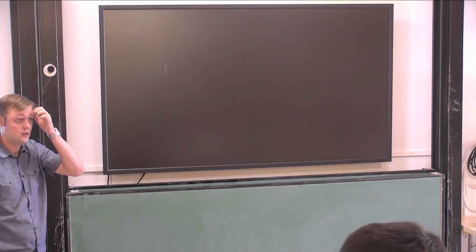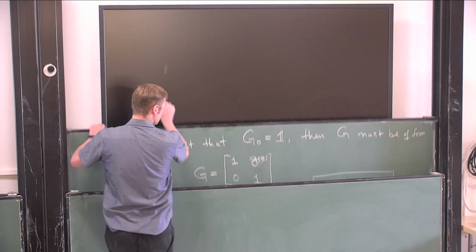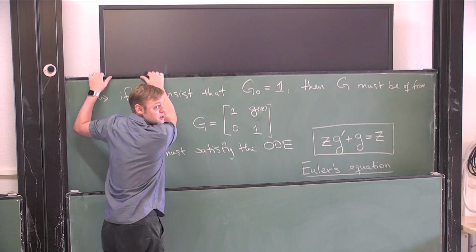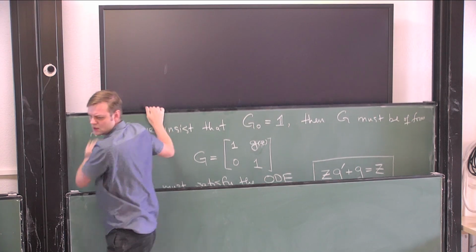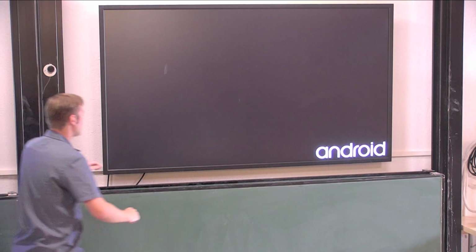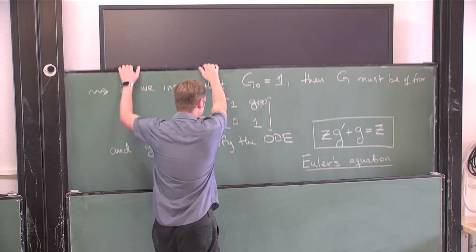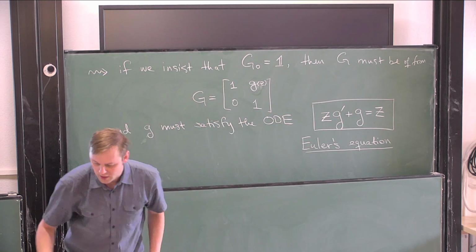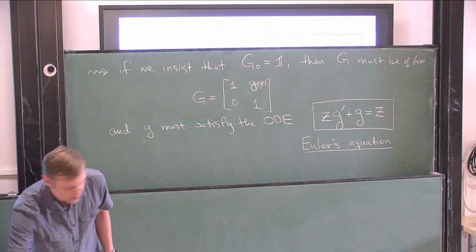Sorry, should it be Z squared? You just wrote Z. It is Z. Oh, it is just Z, because this is Z squared. No, that's right, sorry. Yes, thank you.